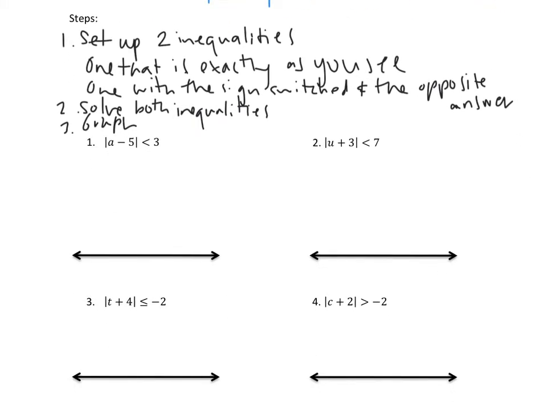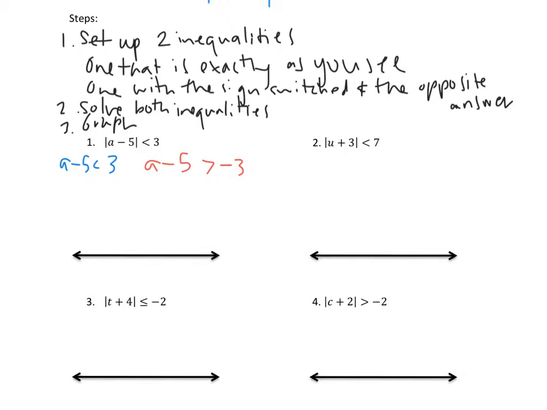So the absolute value of a minus 5 is less than 3. So here I'll set up the first inequality, that's a minus 5 is less than 3. And then the second inequality is a minus 5 is greater than negative 3, because we know with absolute value that the absolute value of an expression could be negative to begin with, but then when we actually take the absolute value of that, it becomes positive. So we always have to set up two cases.